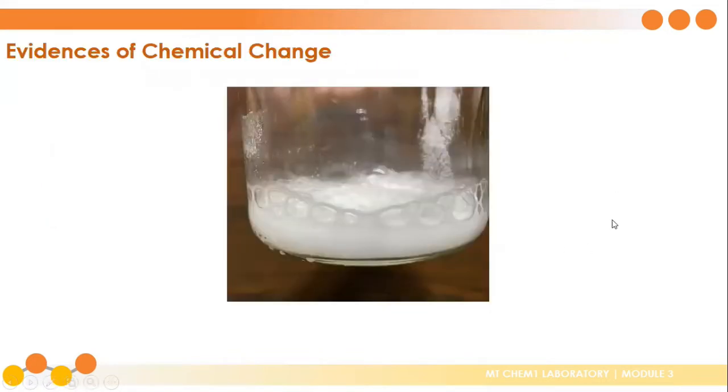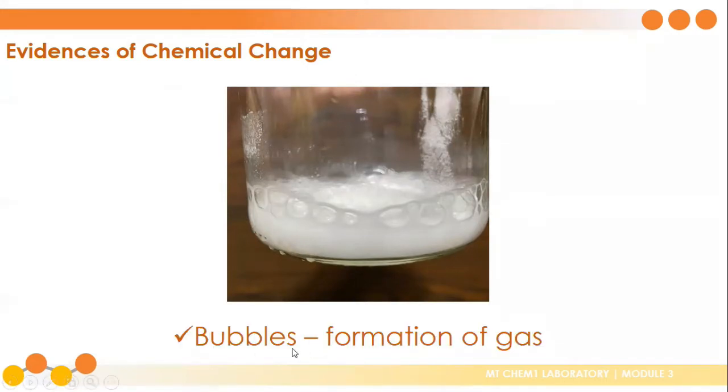What is this evidence of chemical change that we are referring to? For setup A, you are expected to observe bubbles, which indicates the formation of gas. This formation of gas indicates that there is gas produced and there is gas included in your product. So upon combining the vinegar and baking soda together, there is the production of gas. And this is observed through the existence or the formation of bubbles.